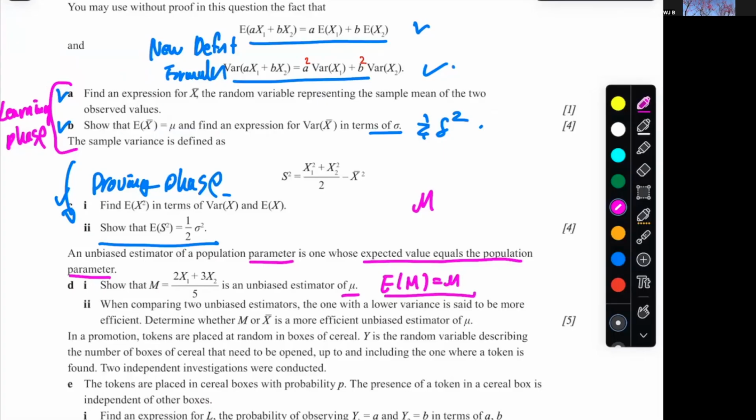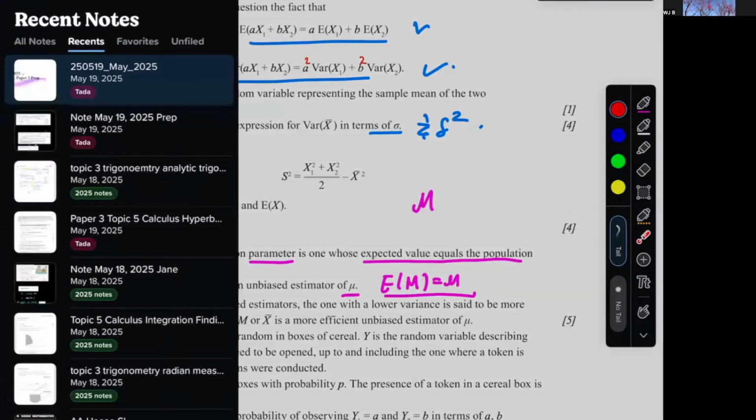We do not learn this in the syllabus, but it's okay because in Paper 3 on the spot, they will define the concept, and we need to use what's given. So what's given here is that as long as I can show that taking the expected value of that variable gives us the population mean, that is what it means by the unbiased parameter.